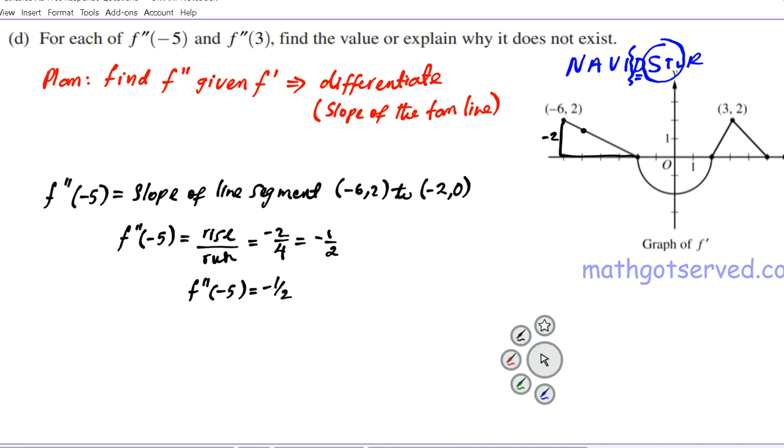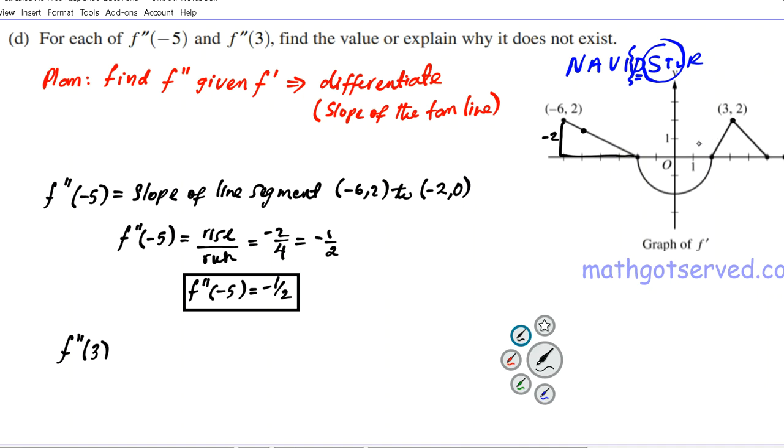Okay. All right. Now the last one, we have to find f double prime of 3. So f double prime of 3 is right here. Oh dear. We are at a corner. How do you find the tangent line at the corner? Can you draw a tangent line at the corner?